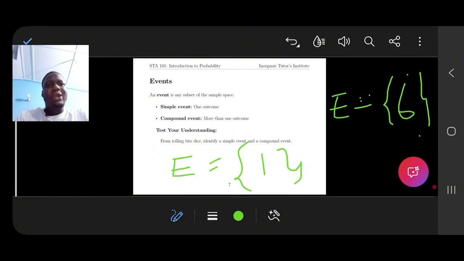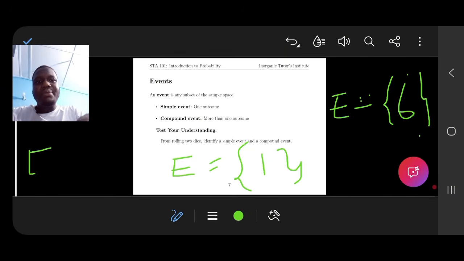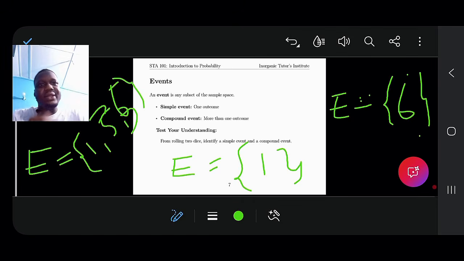So what then would a compound event be? The compound event comes in when the outcome is now more than 1. Let's say we are interested in an odd number showing up. Then the event of odd numbers will be either 1, 3, or 5. Sorry about that. I hope you can see my 1 3 5. Yeah, let's manage it like that for now.